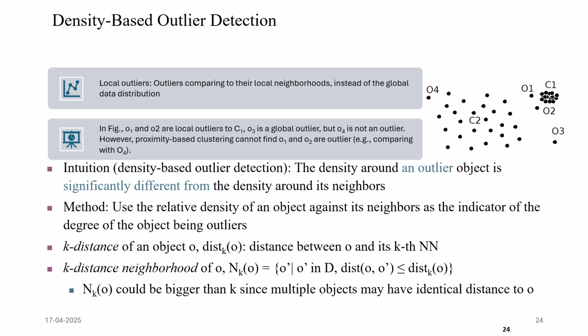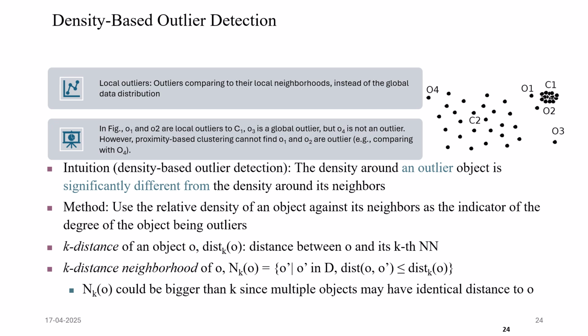As shown in the figure, O1 and O2 are local outliers to C1. O3 is a global outlier, but O4 is not an outlier. However, proximity-based clustering cannot find that O1 and O2 are outliers. So the density around an outlier object is significantly different from the density around its neighbors. Methods are used to use the relative density of an object against its neighbors as the indicator of the degree of the object being an outlier.